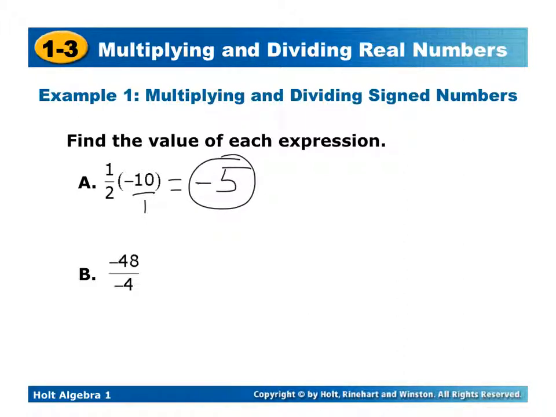Same thing for example B. We have 2 negatives, so we know our answer is going to be positive. So now we can just do 48 divided by 4, which would be 12. So our answer would be positive 12.